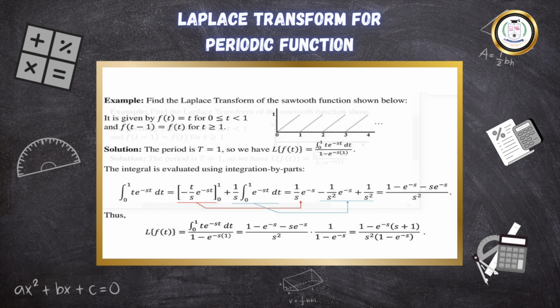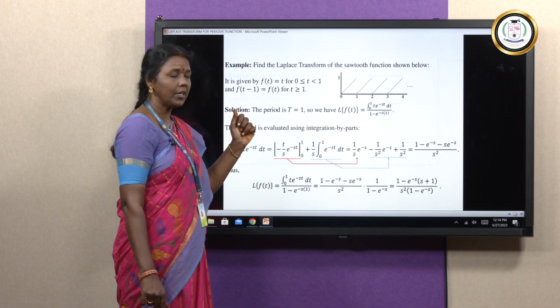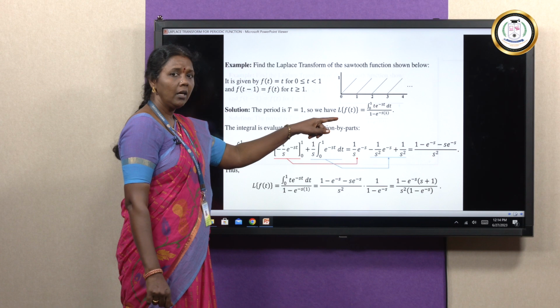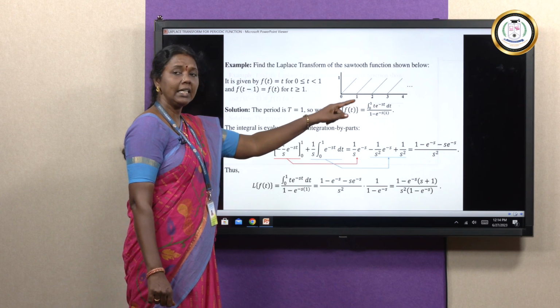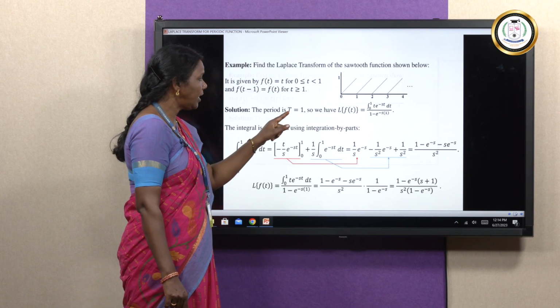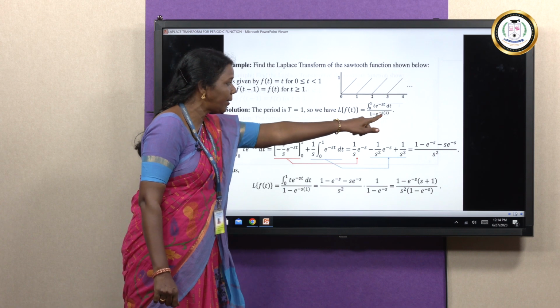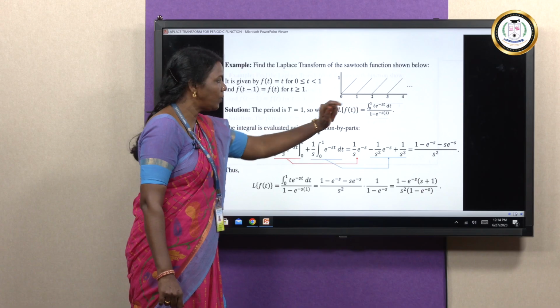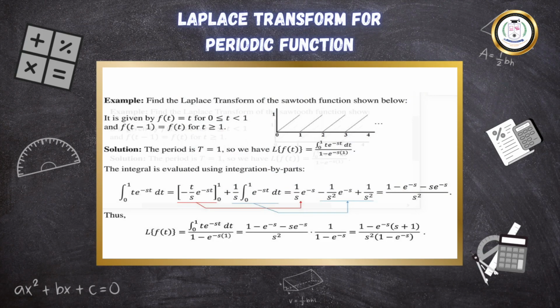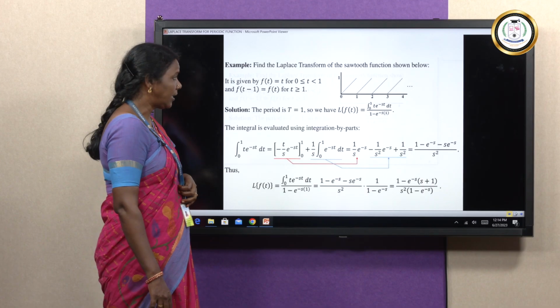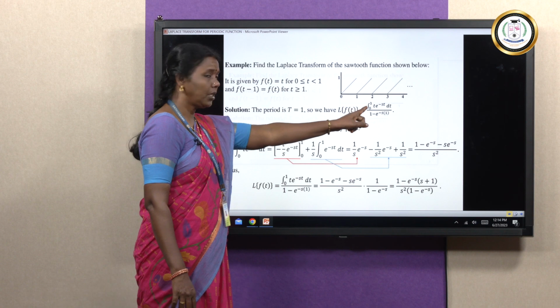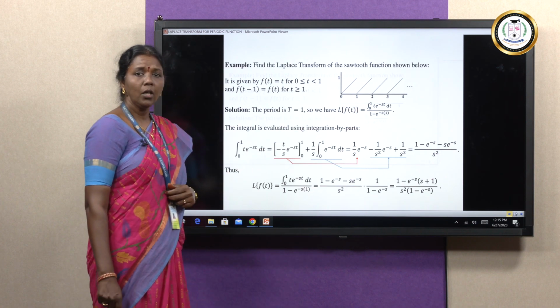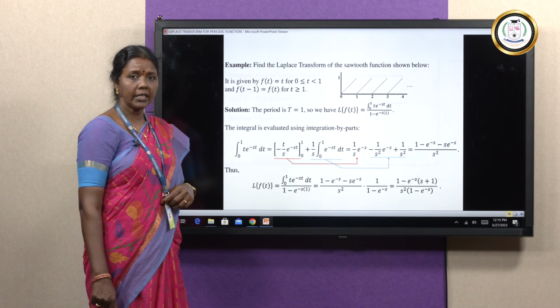So, we have L of f(t) equal to, what is the periodic function definition? 1 by (1 minus e^(-sT)). What is T here? T is equal to 1. So, we substitute capital T as 1, with the integral from 0 to 1, and the function is t e^(-st) dt. Now, we are going to integrate using integration by parts, because here we have two functions, t and e^(-st).